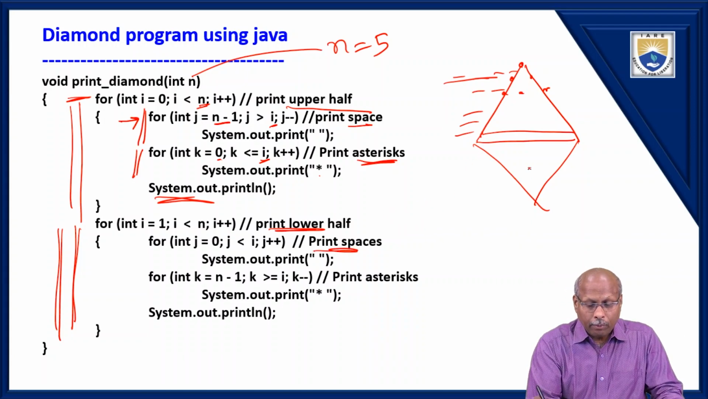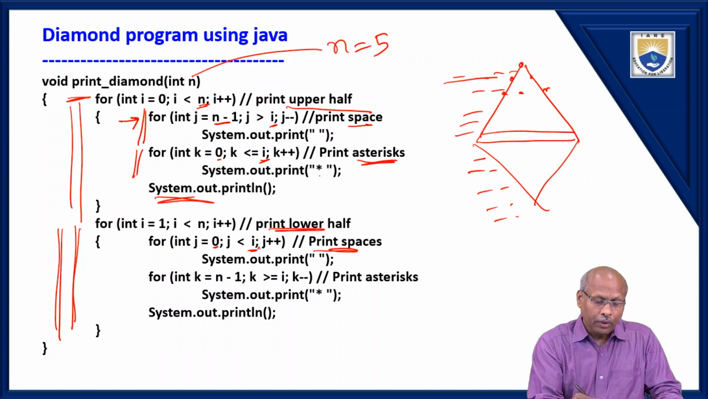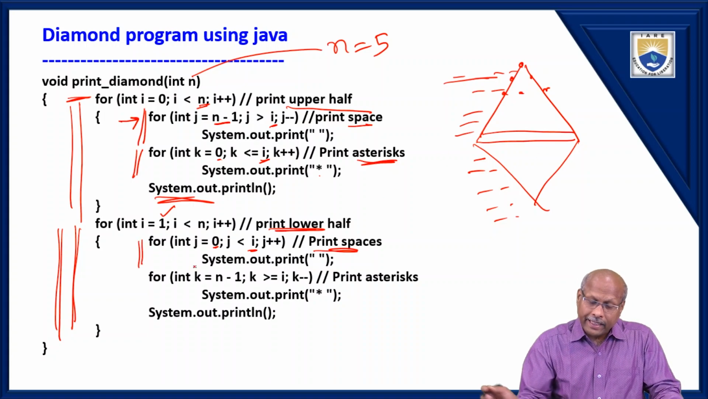Because here the number of spaces is now decreasing. First 2, then 1, then 2, then 3, then 4, then 5. So j equal 0 to j less than i. So now I start from 1, that means 1 space. Whenever after printing 1 space, then the next stars you will print.